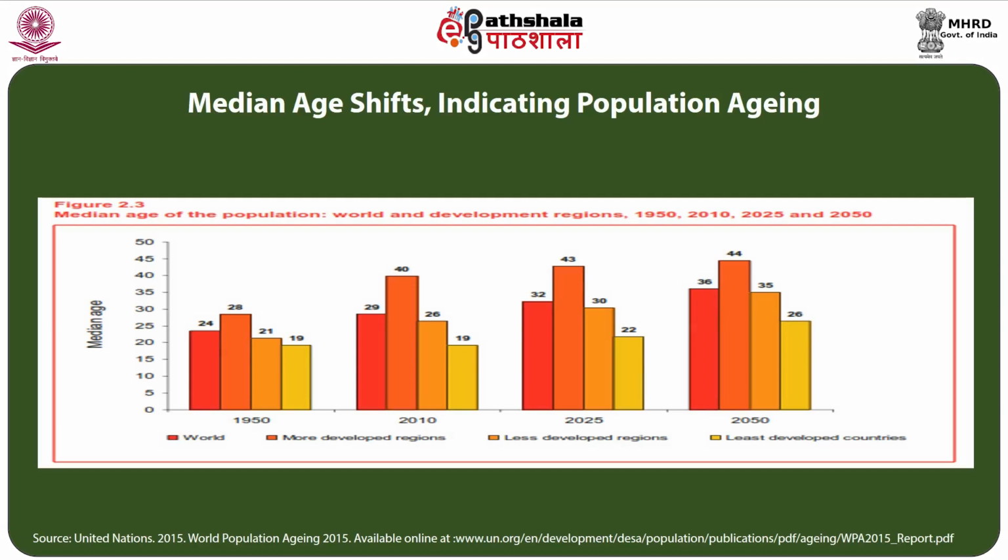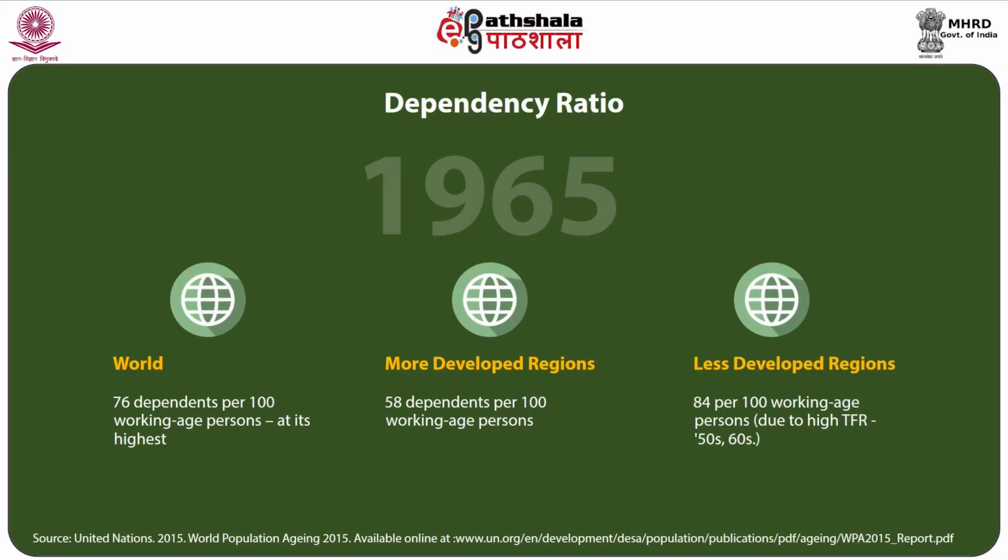Another important indicator is, given the age transition, what is the extent of dependency ratio and its changes in the world and also in the more developed and less developed regions. What it clearly indicates is that the highest number of dependents, to the extent of 76 dependents per 100 working age persons, was noticed in 1965 in the world as a whole, while more developed regions had a high of 58 dependents, and in the case of less developed regions, it was as high as 84 per 100 working age persons.